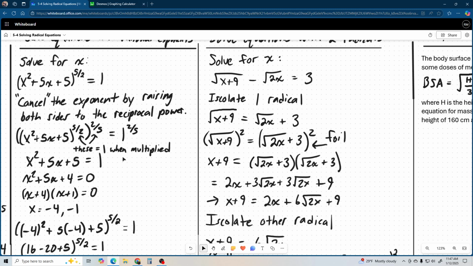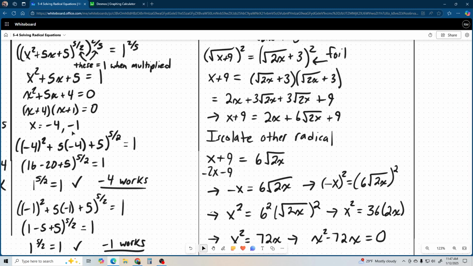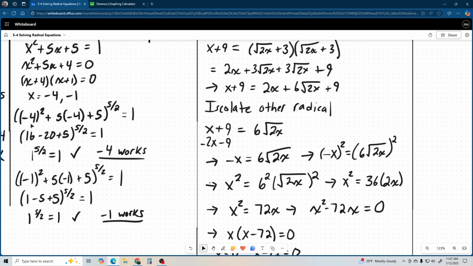And anytime you deal with these rational exponents, you really have to be careful, okay? So let's go ahead and just plug this stuff in. We said -4 and -1. So if we plug in -4 for x across the board, you'll get 16 minus 20 plus 5, to the 5 halves, which gives you 1 to the 5 halves, which is just 1. So the -4 works perfectly.